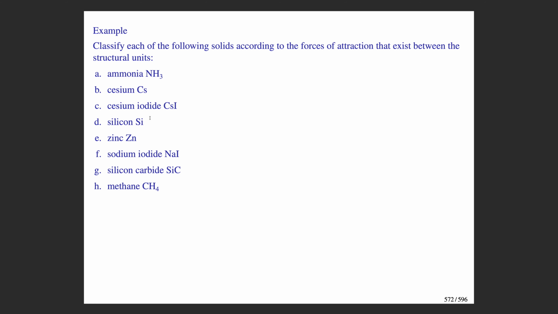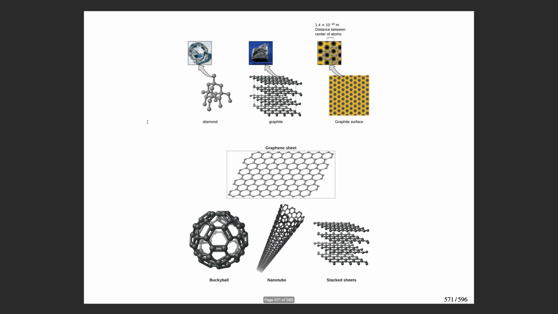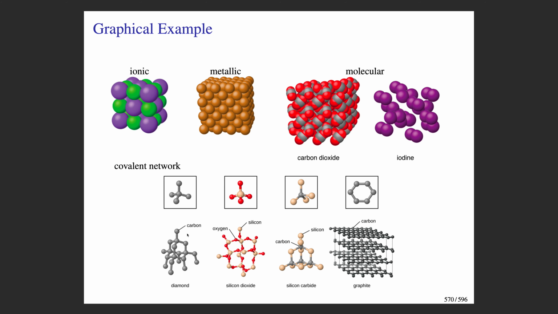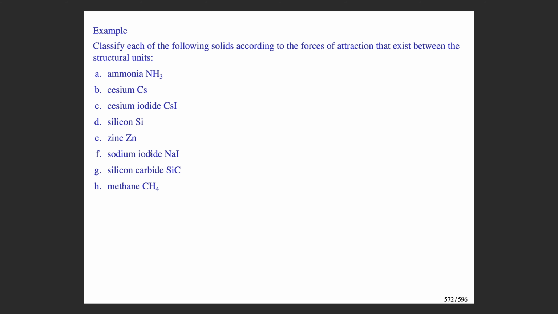Silicon is an example of a covalent network solid. The structure is very similar to carbon, and it's going to look very similar to this. Each silicon atom is bonded to 4 other silicons, and it just spreads out like that. The bonds are very strong, so silicon is going to be a very hard substance, just like diamond. Zinc, again, is a metal, so the situation is very similar to cesium. Sodium iodide is an ionic compound, so it's going to be similar to cesium iodide.